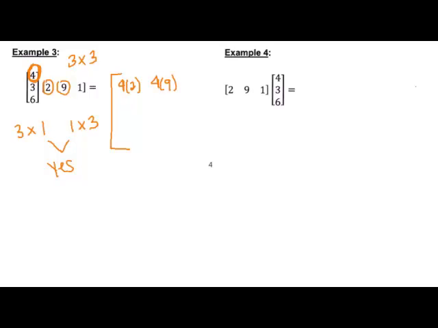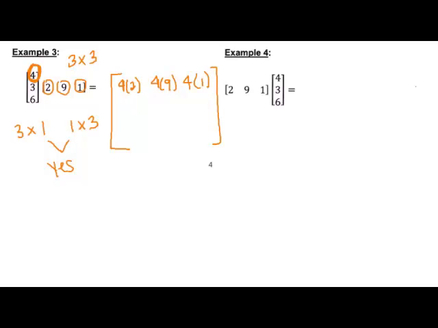Example 3, we have a 3 by 1 matrix and a 1 by 3 matrix. Again, looking at the center, they do match, so we can multiply them. Our solution is going to be a 3 by 3 matrix. So again, first we are going to take our first row times our first column, so 4 times 2. Next we take our first row, second column, which is 4 times 9. Next we take our first row and our third column, which is 4 times 1.